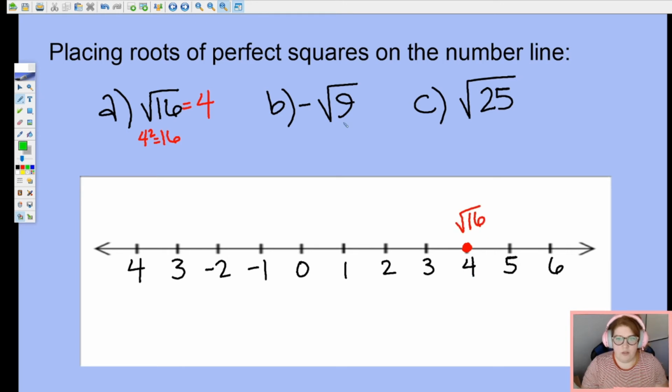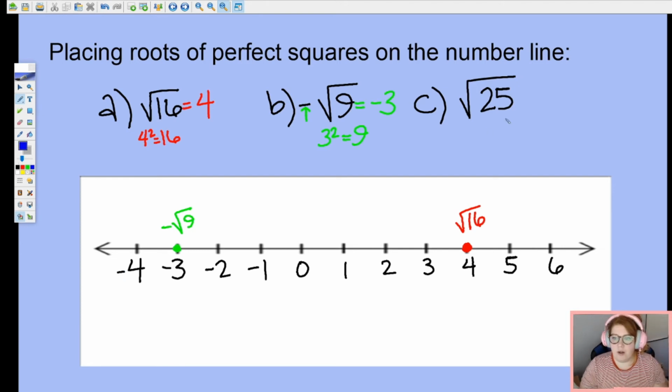The square root of 9, I have to ask myself, what do I multiply by itself to get 9? So go ahead and try to figure that out. If you said 3, you are correct, because 3 squared is 9. But remember, there's this negative here. So this is not just positive 3, it's asking me to place it at negative 3. And it looks like Miss Satri dropped her negatives over here, which is not great. This should say negative 3 and negative 4.